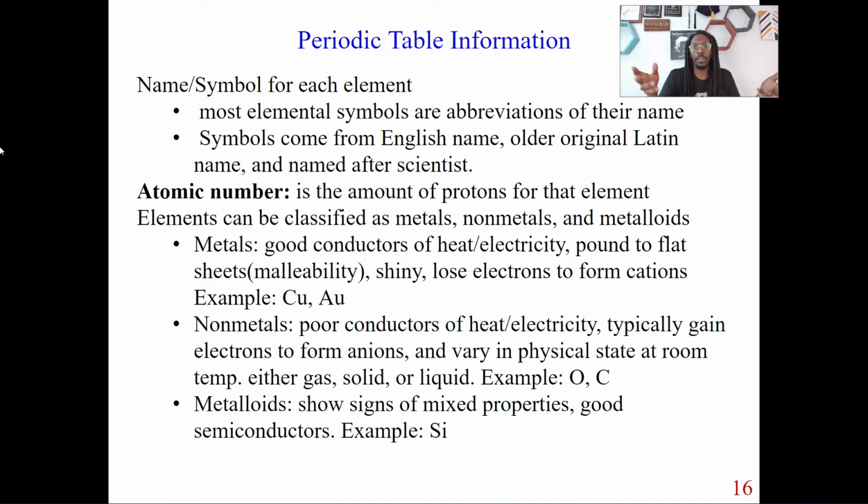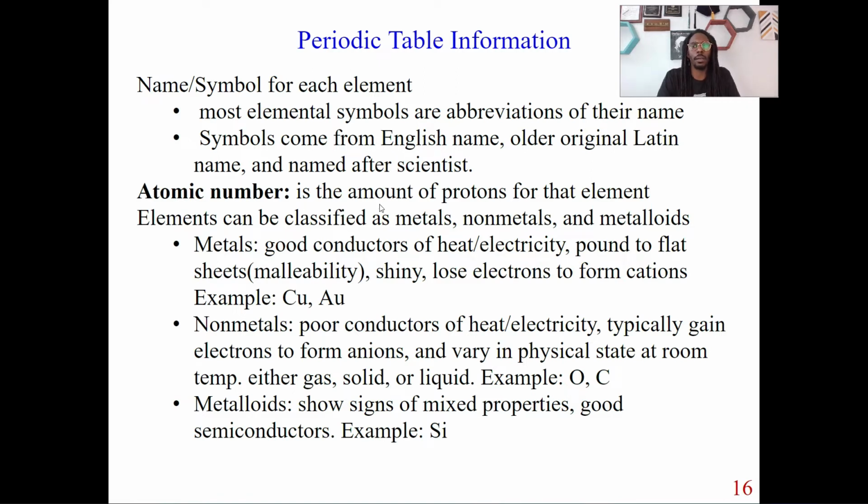Or even, there's been cases where we have elements that are literally named after a scientist. Einsteinium. Y'all guess where that came from? Einstein, right? It came from Einstein. So these symbols come from a variety of different ways. So anybody ever discover a new element out there, you might have a shot to name it after yourself.